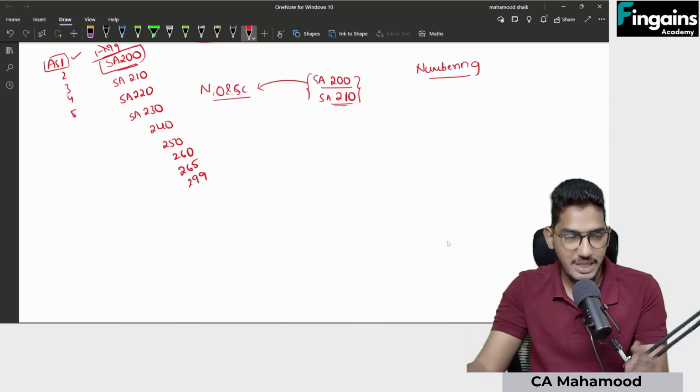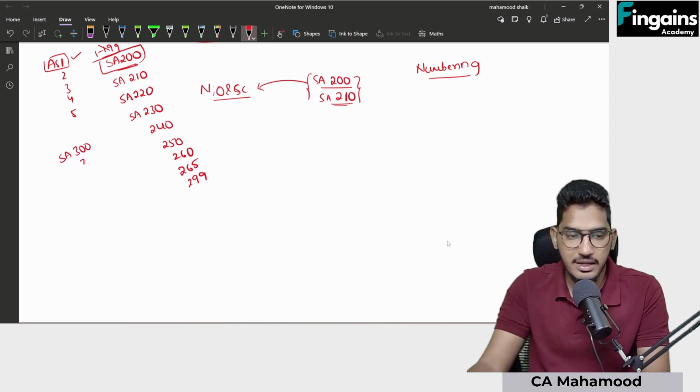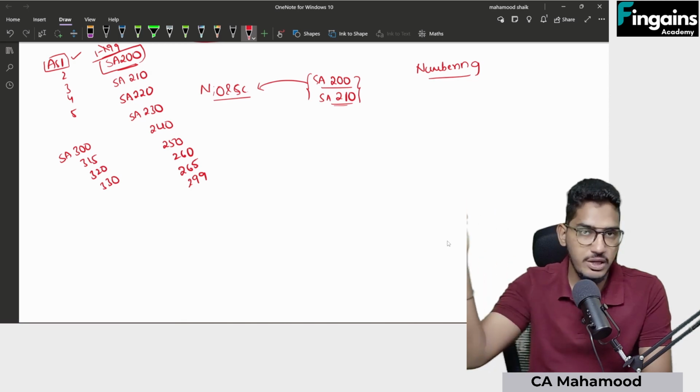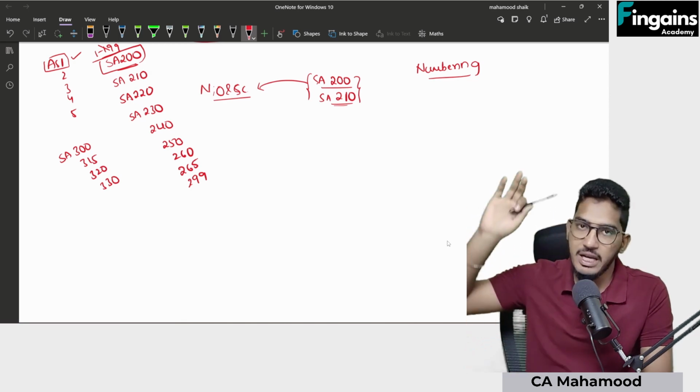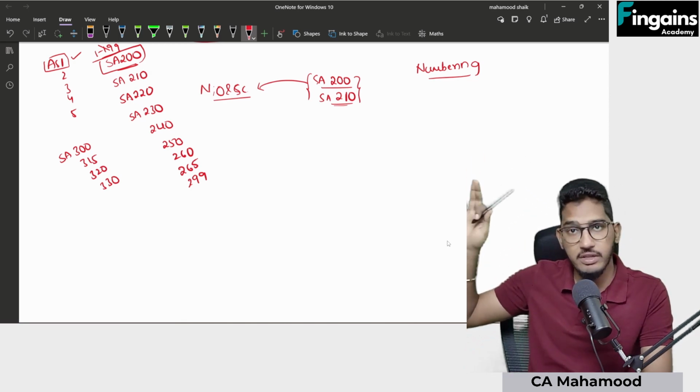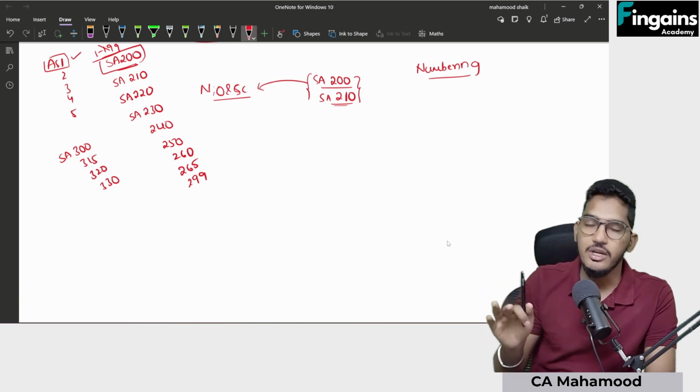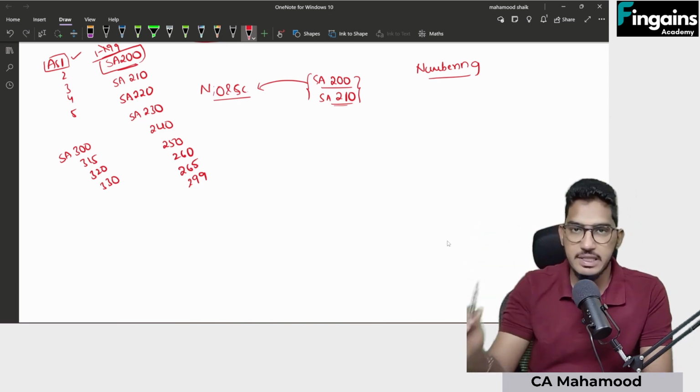That's all. These are the standards under the 200 series. Then after that, the 300 series of standards will start, which will start from SA 300, 315, 320, 330. Then we have 400, 405, etc. Then we have 500, 501, 505, 510. So like this, we have various standards.